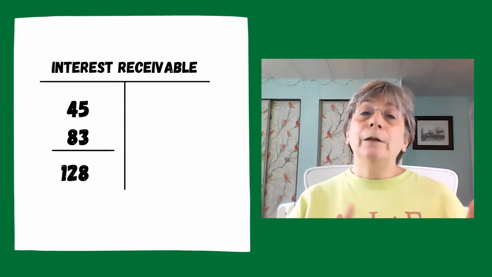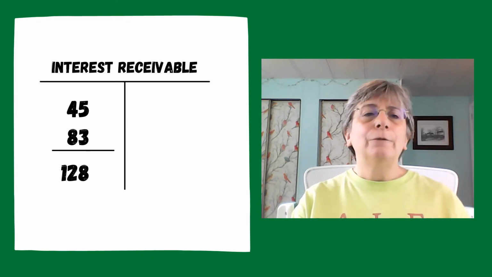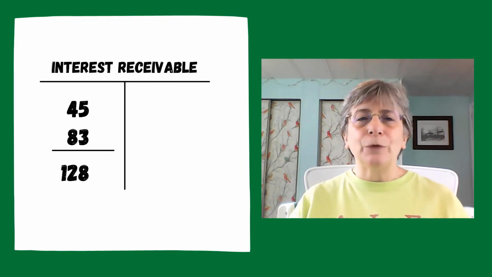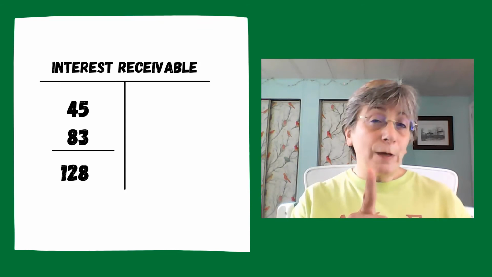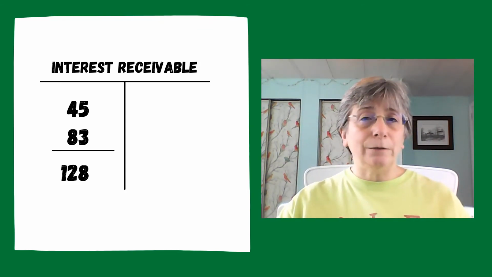Now let's take a moment and look at what's going on in our interest receivable account. So here's our T account. Here's what we've posted so far for interest receivable. We had $45 from the first month, and we had $83 from the second month, and that gave us $128. Remember that number because we're going to need it in the next slide. 128, right? You got it?